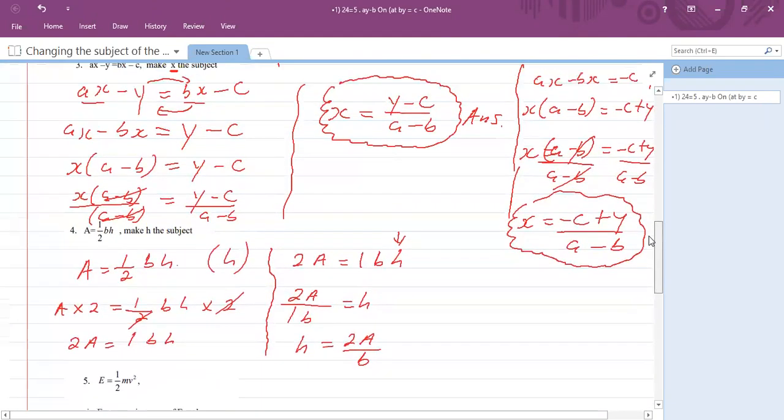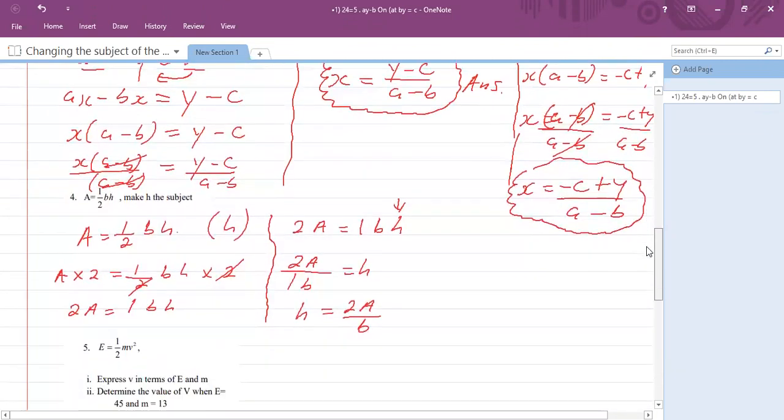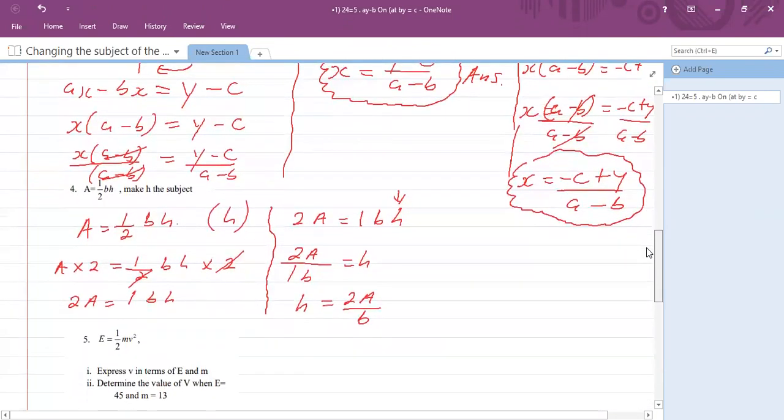Listen, I know that this is not the type of maths you guys like, right? But you have to make an effort, all right?